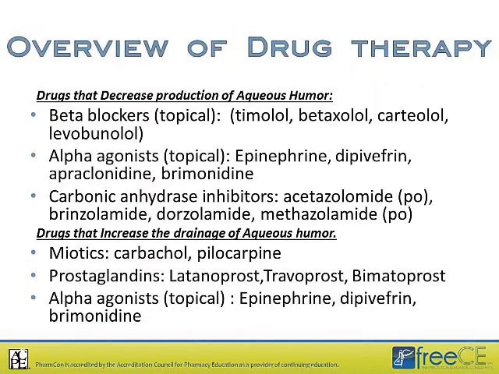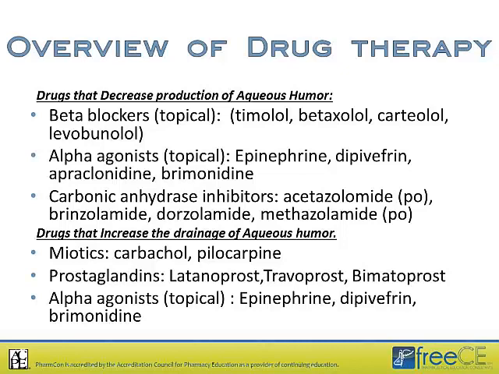Let's have an overview of drug therapy for the treatment of these elevated intraocular pressures. We have drugs that decrease the production of aqueous humor. We have beta blockers. Timolol, betaxolol, carteolol, and levobunolol are all topical beta blockers. We also have some alpha agonists that are available, epinephrine, dipivefrine, apraclonidine, and brimonidine, keeping in mind epinephrine is not available on the U.S. market. And we also have some carbonic anhydrase inhibitors. We have acetazolamide and methazolamide, which are both oral forms, and then brinzolamide and dorzolamide are the topical carbonic anhydrase inhibitors. And the beta blockers, alpha agonists, and carbonic anhydrase inhibitors all slow down the production of aqueous humor.